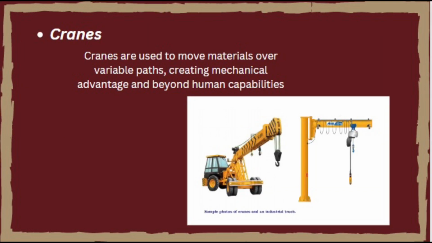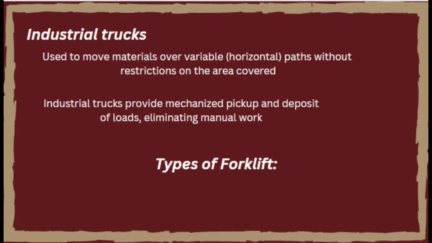Then next is cranes. Cranes are used to move materials over a variable path, creating a mechanical advantage and going beyond human capabilities. Then industrial trucks are used to move materials over a horizontal path without restriction on the areas covered. Industrial trucks provide mechanized pick up and deposit of load, eliminating manual work.